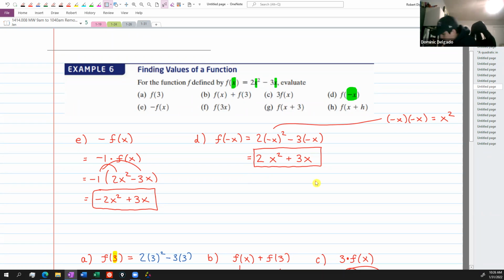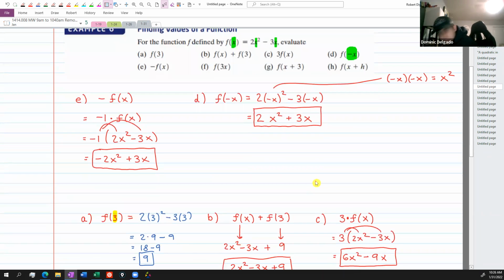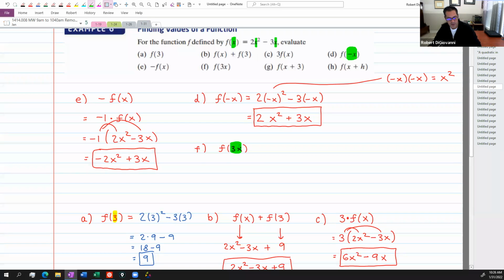All right, let's do F. So for f, I want f of 3x, which means that the thing I'm plugging in is 3x. So everything in green in the function gets replaced with 3x. So I'm going to have 2, and then I'm taking 3x and I'm squaring it, and then minus 3, and then I'm replacing the x with 3x. So everywhere there was a green, I replaced it with 3x.